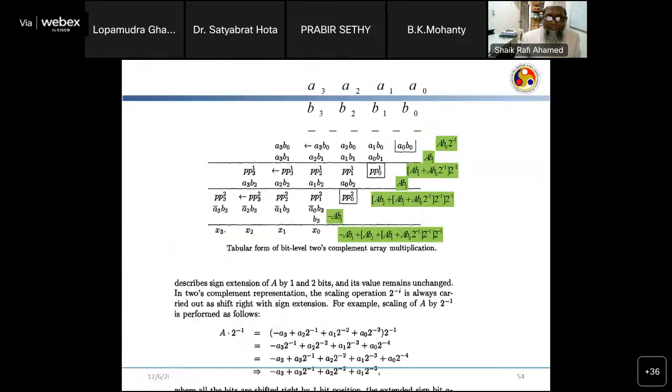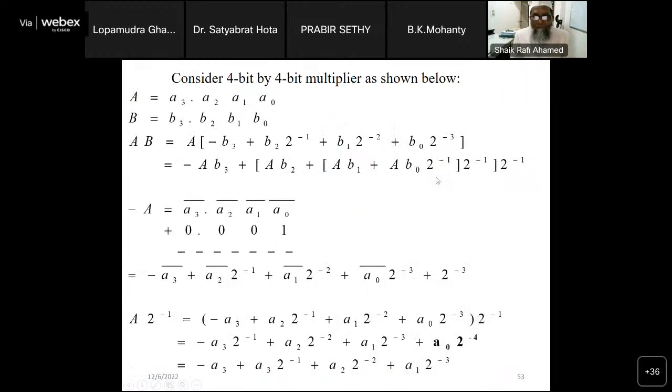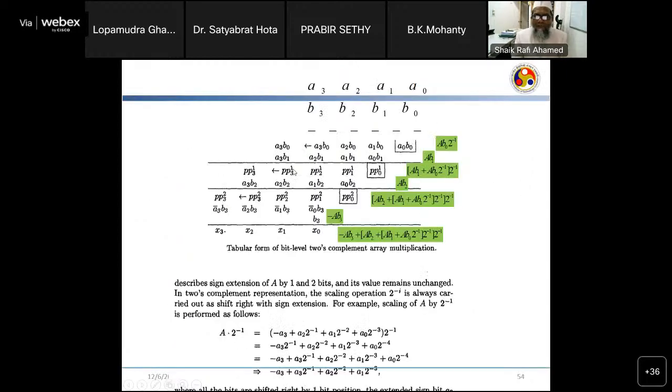So if I implement this algorithm, initially A B0 times 2 raised to the power of minus 1, you are going to evaluate step by step. You evaluate this first, then you add this, you shift, again you add, you shift, again you add, to the final one. This algorithm, if you want to represent it in a table, this is the table representation.